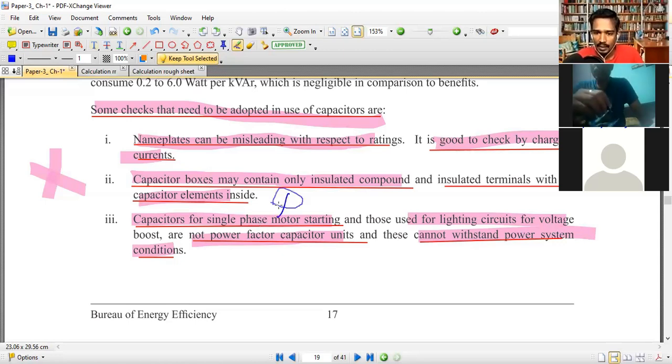Can you understand? A capacitor for single phase motor starting, we are purchasing for motor starting, but we cannot use it for the lighting circuit.